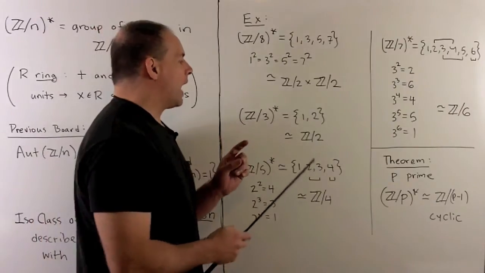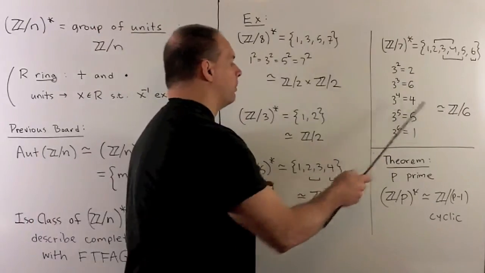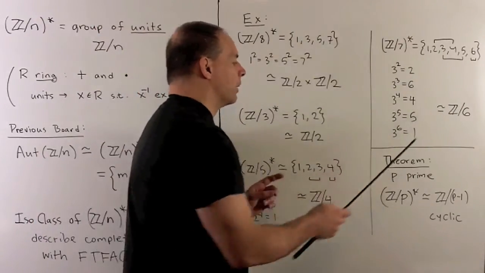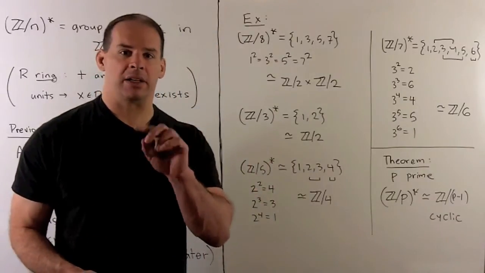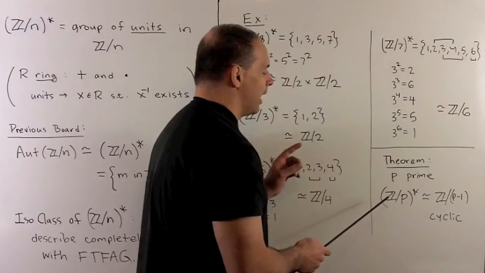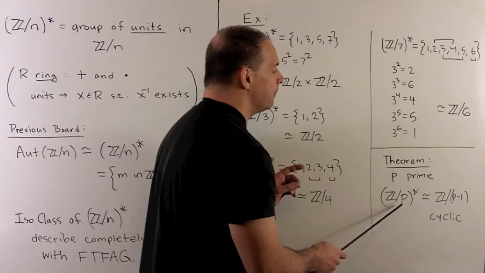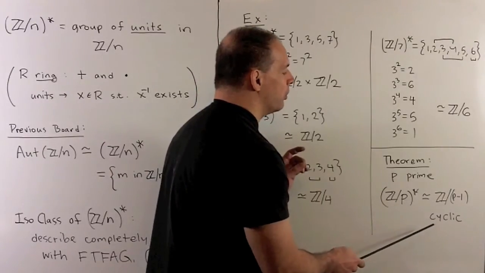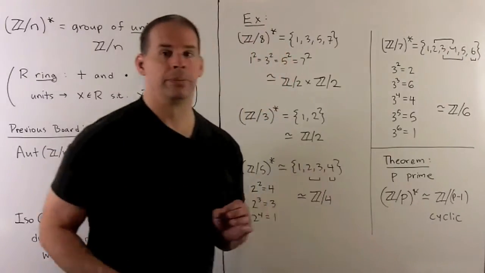Now, why these 3 examples? Well, there's a pattern here. So the theorem, which we don't have the techniques for yet: if P is a prime, then the group of units for Z mod P is isomorphic to a cyclic group of order P minus 1.